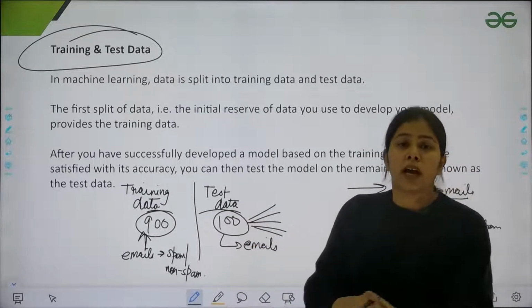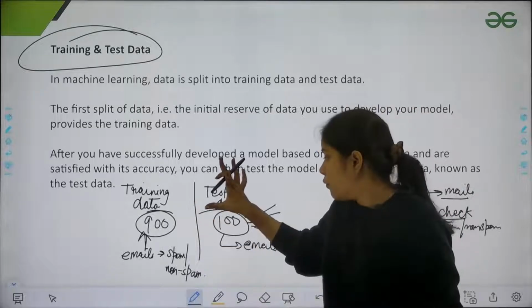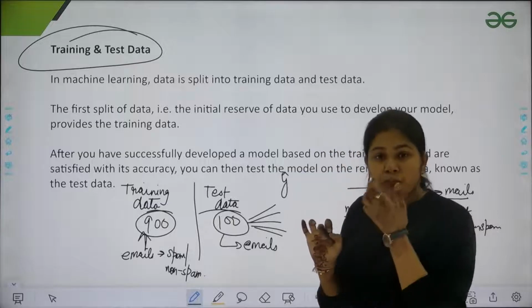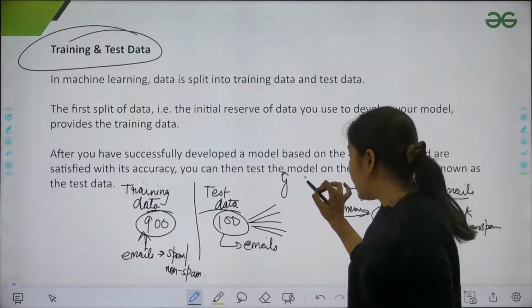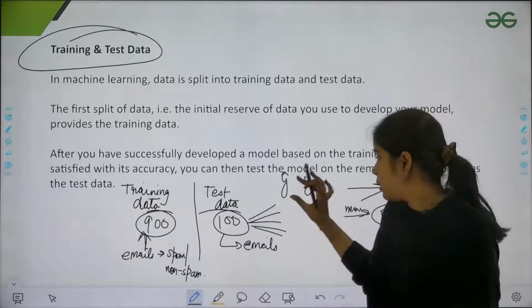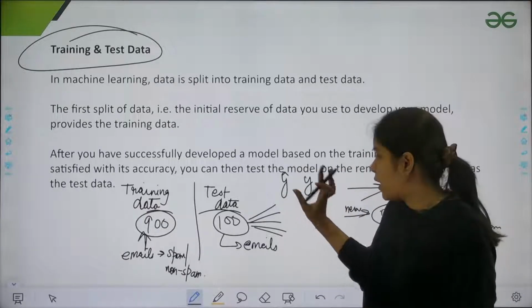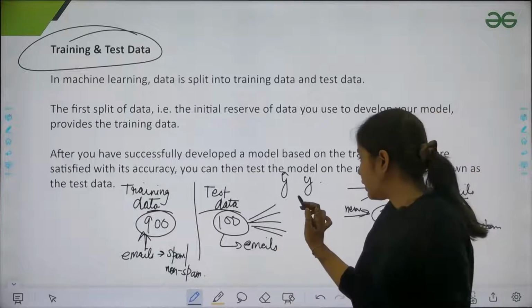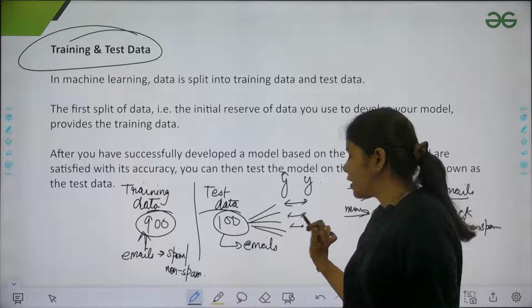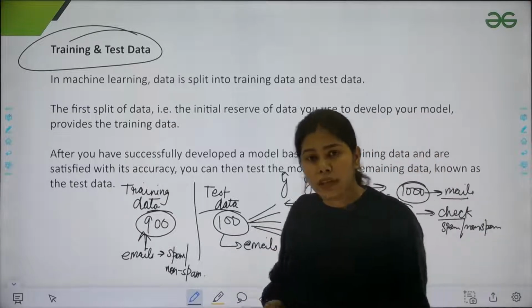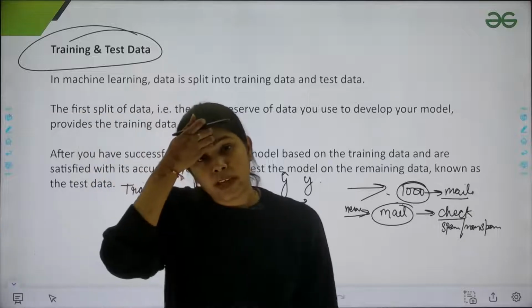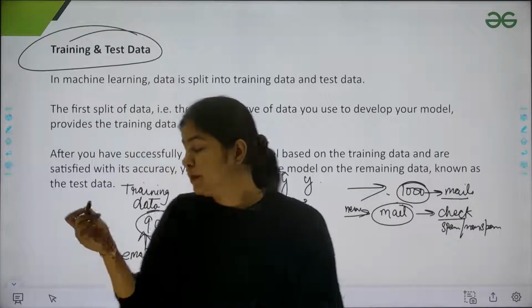So what would I do? I'll check the result my machine is predicting. Let's suppose y cap is the result my machine is predicting, and y is the result I know is already correct, right? The correct result I have, and y cap is the result my machine is predicting. Then I'll see the difference between them. That difference will give me the accuracy, right?